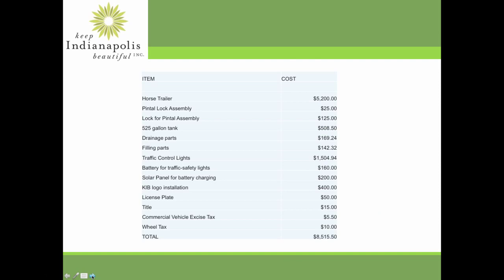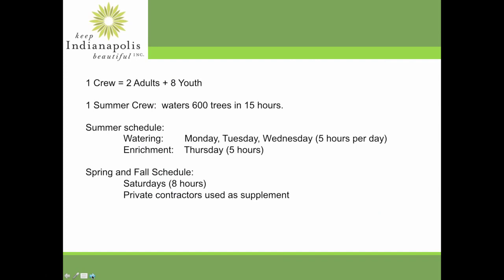So one crew consists of 2 adults and 8 high schoolers. I have 8 youth here. And in the summer, that one crew of 10 people generally waters about 600 trees in 15 hours. They water trees 3 days a week, 5 hours each day. So that's 600 trees in 15 hours. And let's see, in the summer, they're working Monday, Tuesday, and Wednesdays to water.